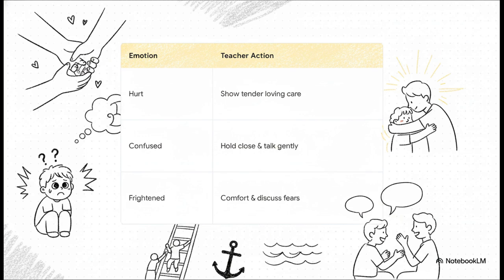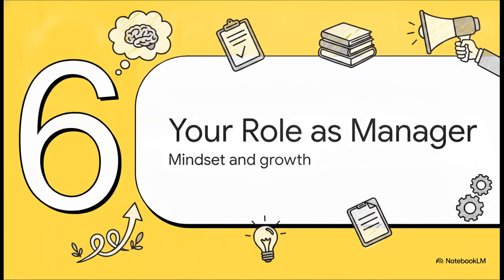If a child is hurt, you show them some genuine, tender, loving care. If they're confused, hold them close and talk gently to figure out the root of the problem. If they're frightened, comfort them and talk openly about what's scaring them. By walking through these direct, actionable responses, you're teaching children that problems can be tackled head-on and that occasionally some difficult situations simply must be accepted and worked through. Finally, Section 6, your role as manager.